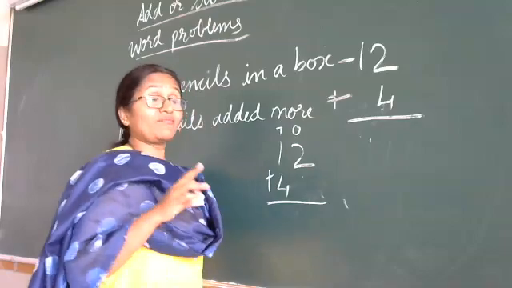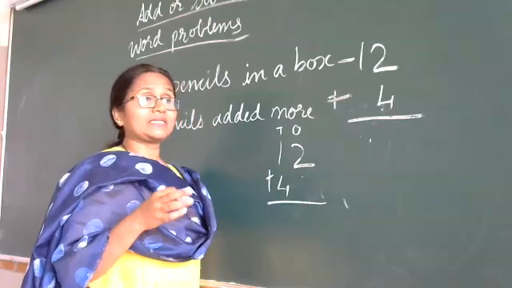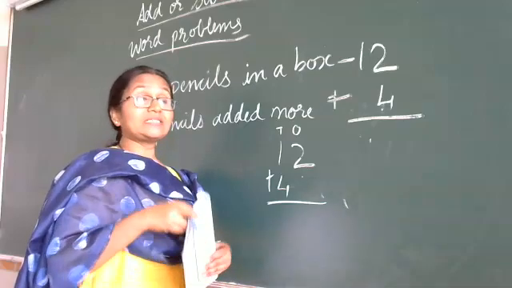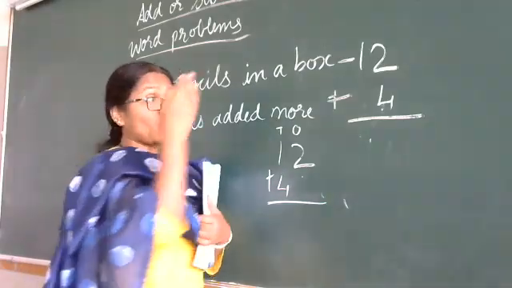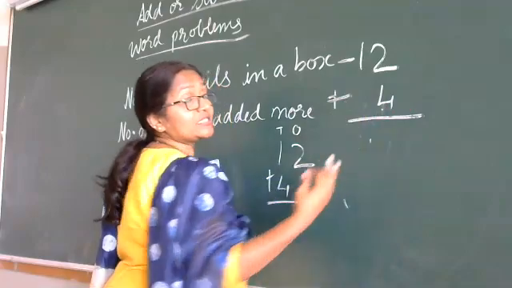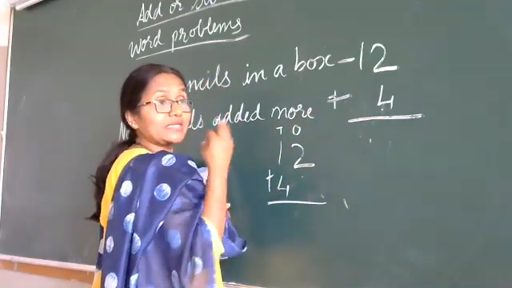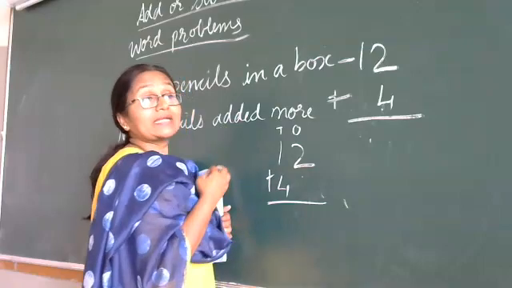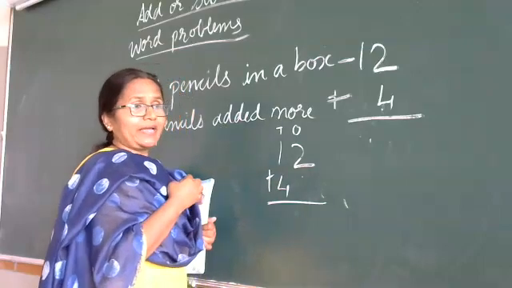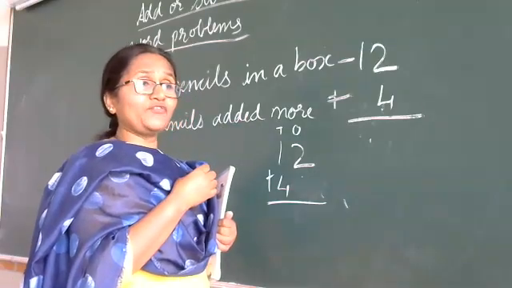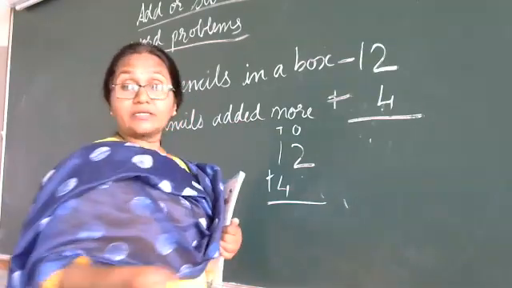So when we learn 1's and 10's, we have to be very careful. You have to listen properly to which number comes where. Always 1 digit comes in the 1's place. The second digit, the second place, comes in the 10's place. Understood? Understood all of you? Yes.